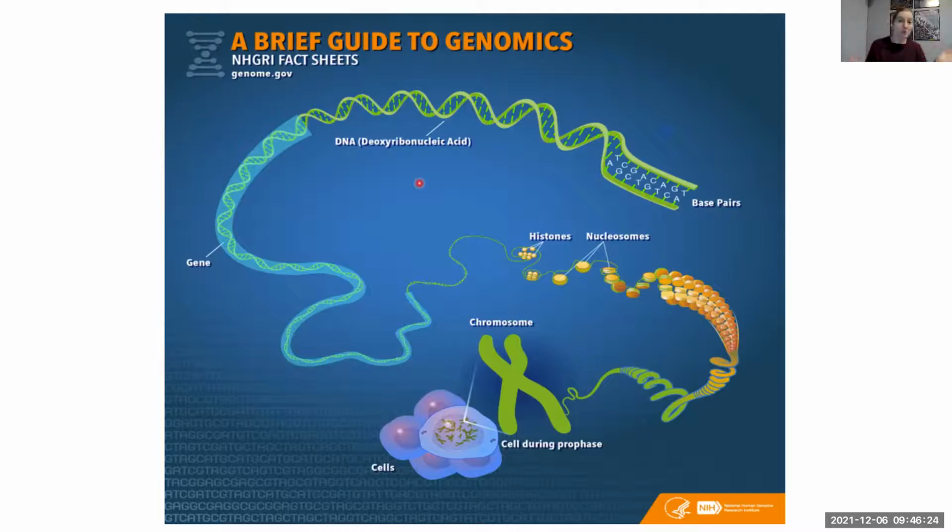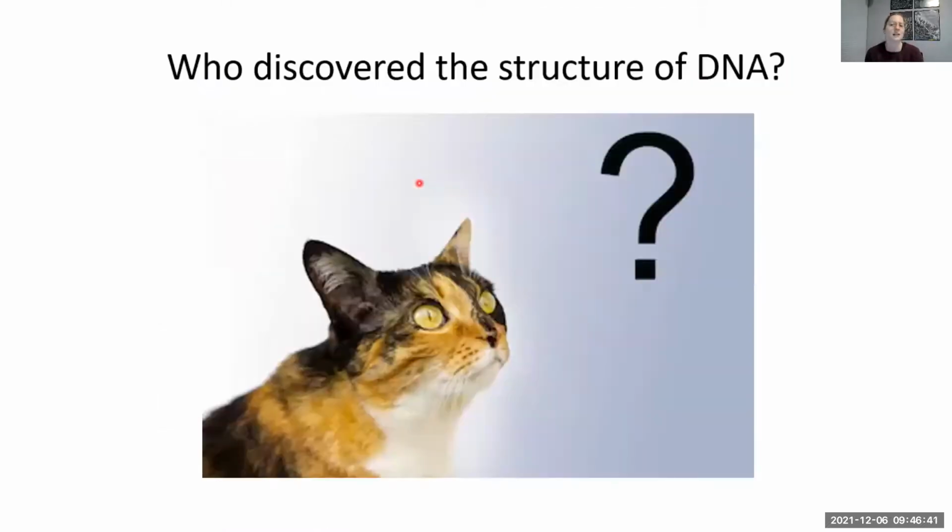So this is already cool, right? But we didn't know any of this until the 50s. And I want to talk about the discovery of the shape of DNA because it's a really interesting story, and it's a story that highlights some of our issues in the sciences that we need to talk about more. So who discovered the structure of DNA? Do you already know the answer?